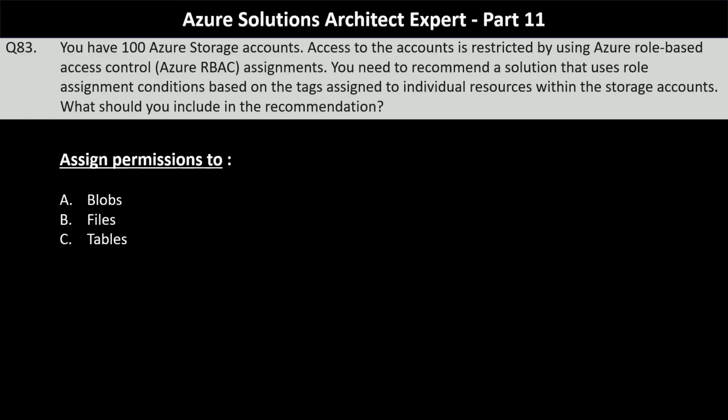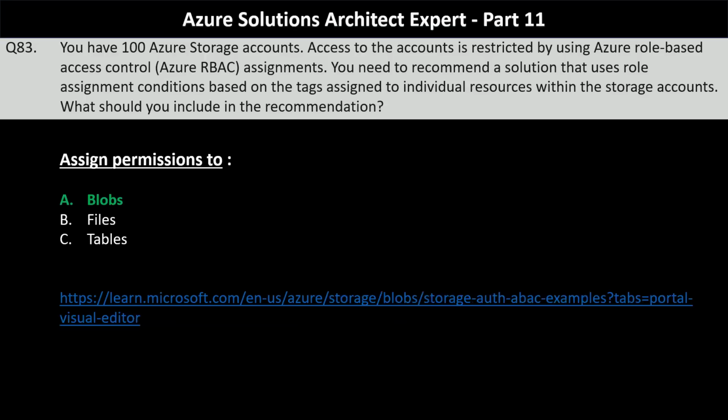The next part of the question is talking about assigning permissions to, and your options are blobs, files, or tables. The most common use case for granular access control is typically blobs. So I will choose blobs as the correct choice here. Folks, refer to the link on your screen to understand some examples of how to achieve this solution practically.